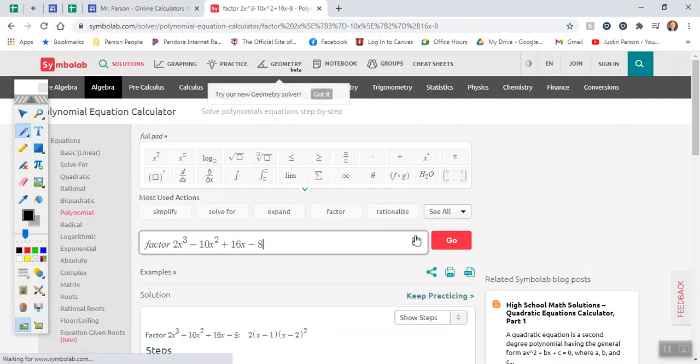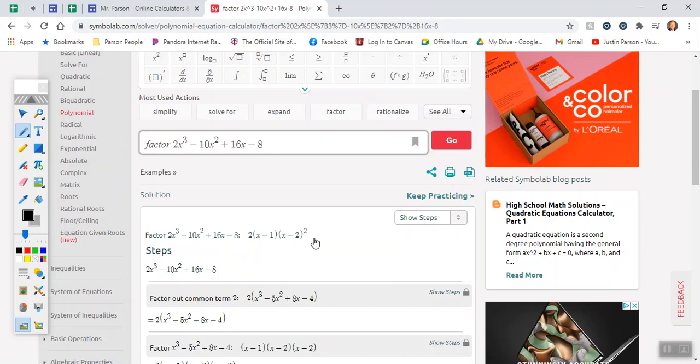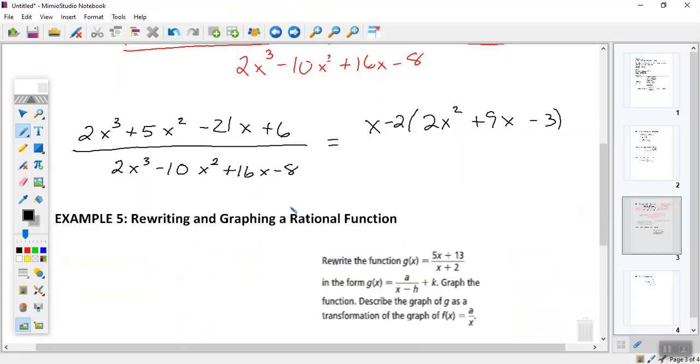What does it factor down into, kids? 2 times what? (x minus 1)(x minus 2) squared. Okay, so 2x minus 2. So this is going to factor into 2 times (x minus 1) times (x minus 2) times (x minus 2). Okay, top to bottom, anything going to cancel here? x minus 2 is gone.